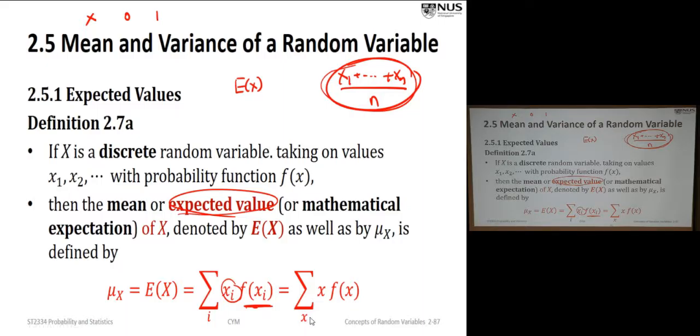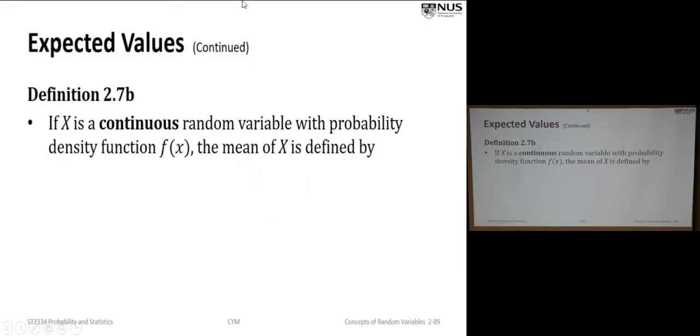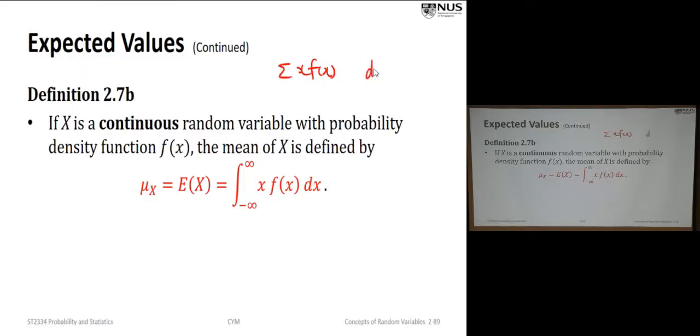So, sum over all possible values of x, times f of x. This is only for a discrete random variable. For the continuous case, instead of summation, as in the sum of x f of x for the discrete case, I still multiply x times the probability density function, but instead of summation, we do the integration, from minus infinity to infinity.